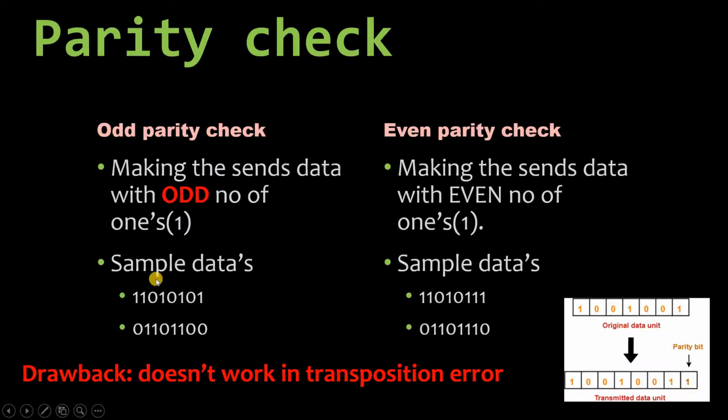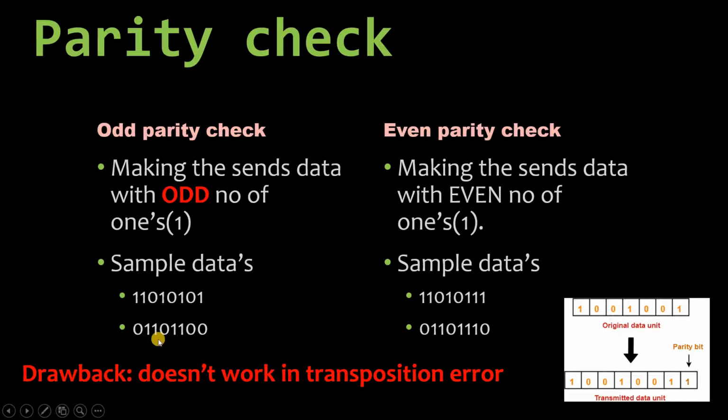Okay, so look at this example. How many ones are in this data? This is about odd parity, right? It makes the data have an odd number of ones. How many ones are there? 1, 2, 3, 4, 5. So this data is correct, right? And here how many ones are there?